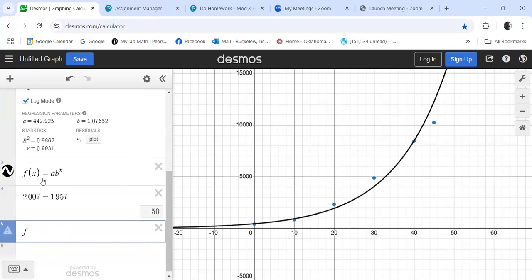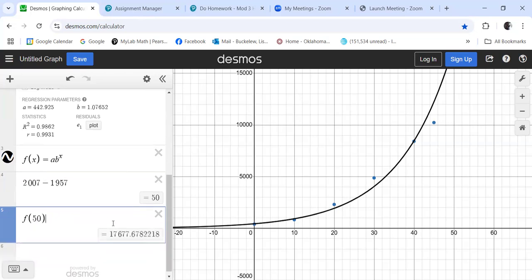So f of 50. All right, this answer down here that pops out, remember this is in billions of dollars as the outputs represent the income. So this means $17,677.67 billion of total personal income was earned. If we talk about the standard form of the number, that means it's 17,677,678,221,800, if we're going to go through the whole thing. But right now it's been scaled to represent billions, so that's why they dropped the decimal point right there.